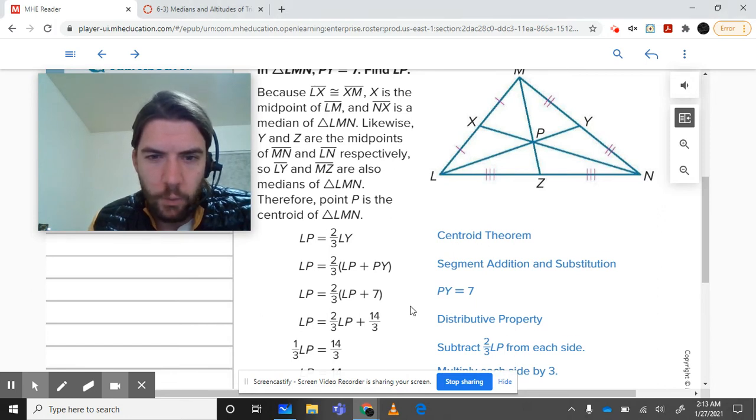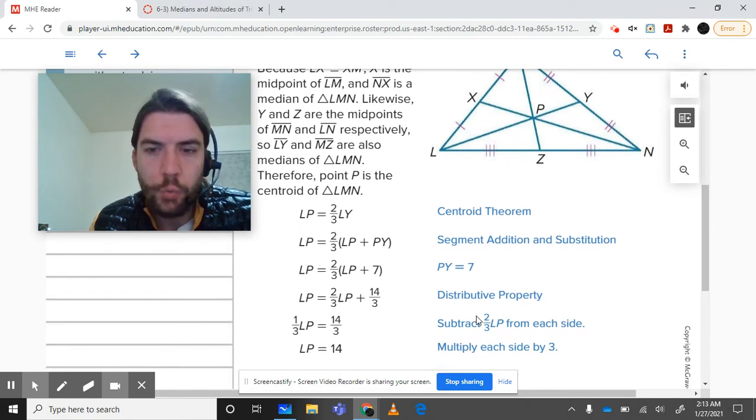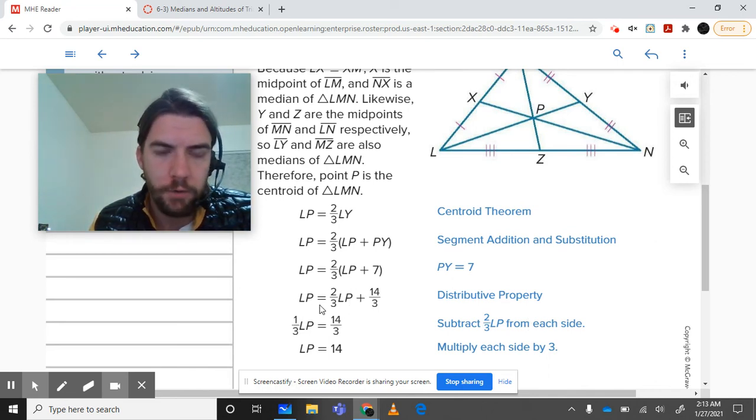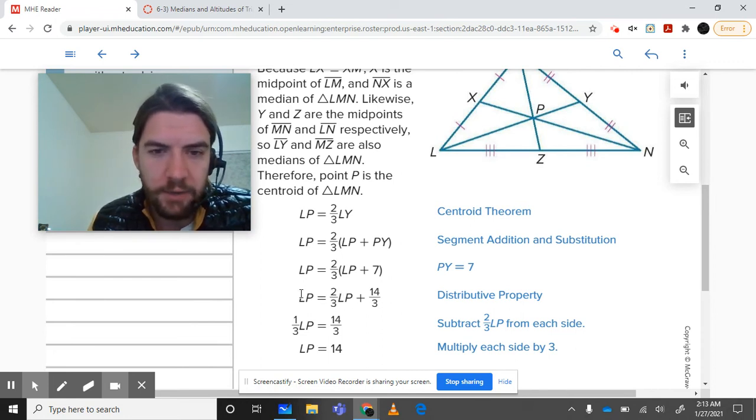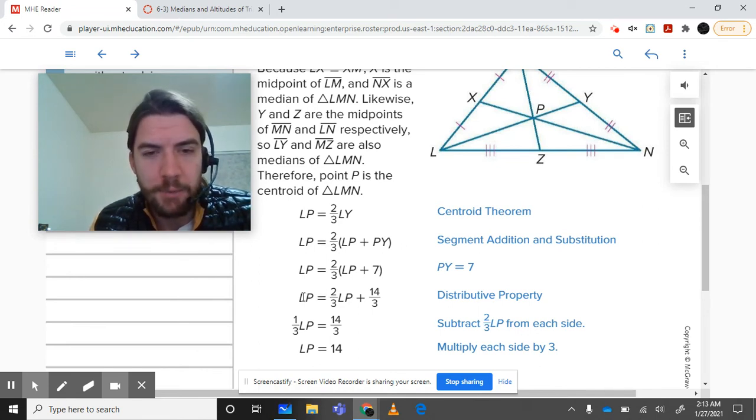Once you've got that, we can subtract 2/3 LP from each side. We're just trying to get our unknowns only in one spot, so we get rid of them on one side. So evidently we got rid of them on the right side by subtracting 2/3 LP on both. Well, if you had a full LP before and you take away 2/3 of it, you're just left with 1/3 of LP. At this stage, if we multiply both sides by 3, it tells us that LP is 14.